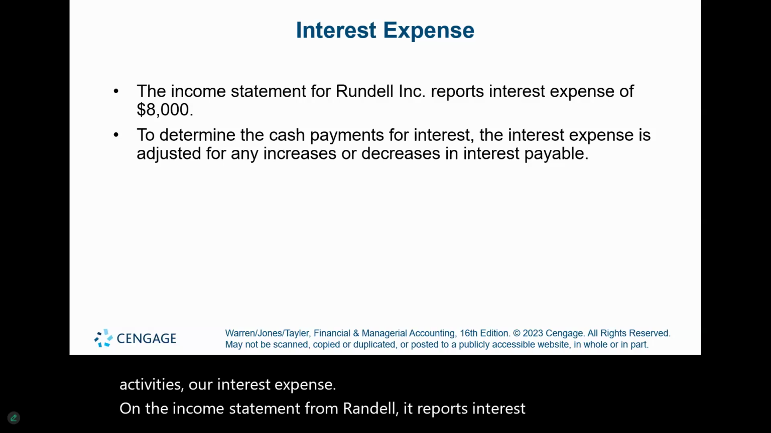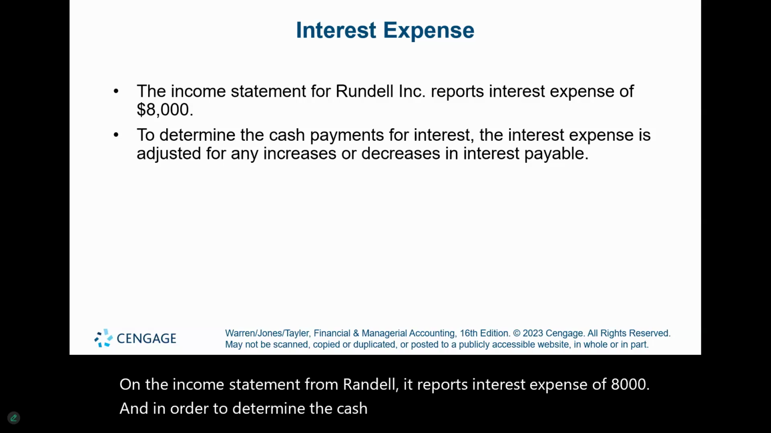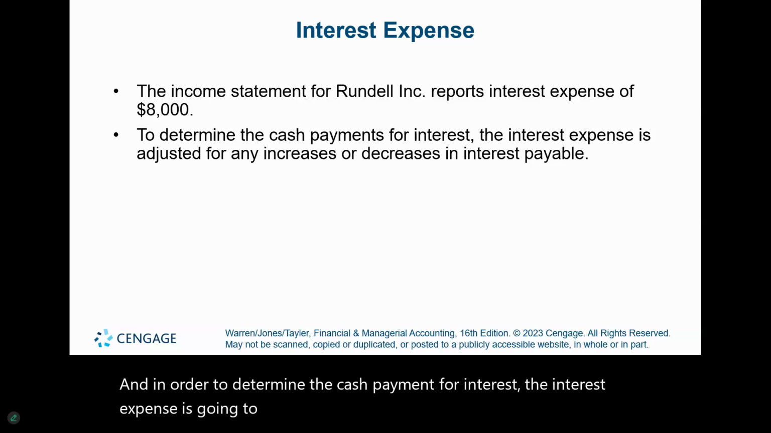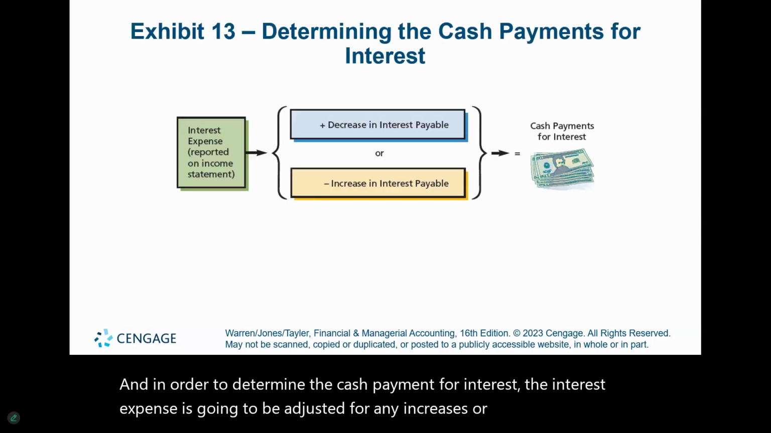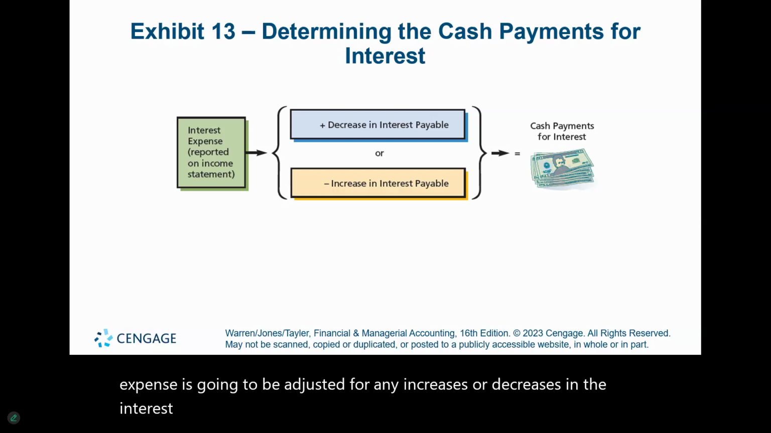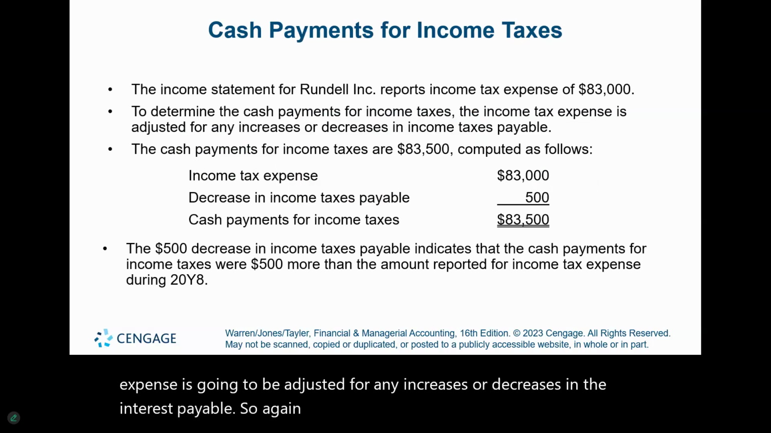Our interest expense, on the income statement from Rundell, is reported as $8,000. And in order to determine the cash payment for interest, the interest expense is going to be adjusted for any increases or decreases in the interest payable. So again, all of these things just tie back to logic.